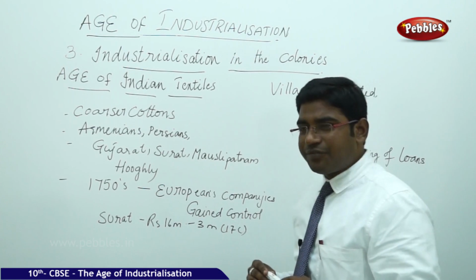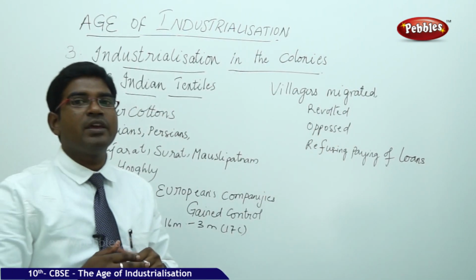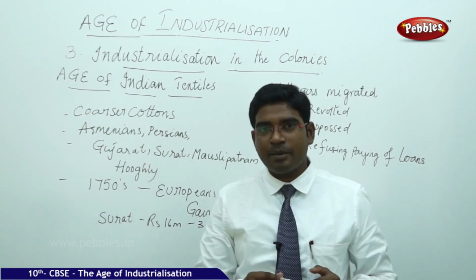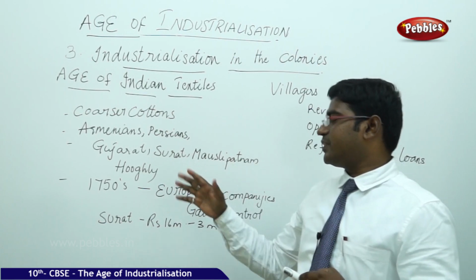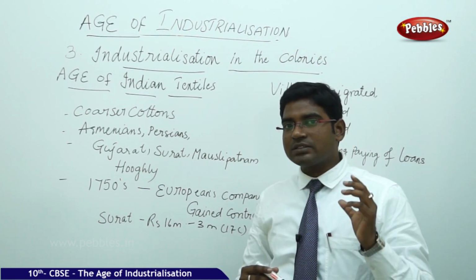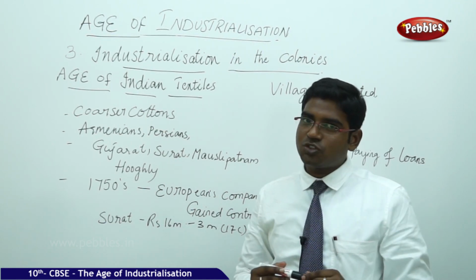Till the 1750s, Indian cotton was the dominant one. Indian traders were the dominant traders selling their cotton abroad. But in the 1750s, the Europeans started to arrive in India and began to put their footprints down in a very large manner.